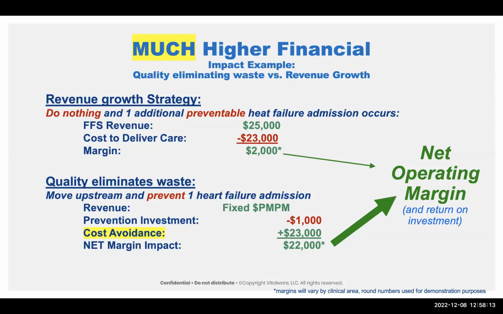However, if I had prevented that heart failure admission, with a preventative investment of daily weights, telemedicine visits, and outpatient nursing, it would have cost me $1,000. So the cost avoidance is that I avoided the inpatient cost of $23,000. So I would have added $22,000 to the net margin. As you can see, the elimination of waste and cost management actually leads to the net operating margin.